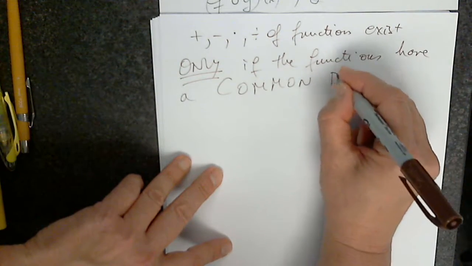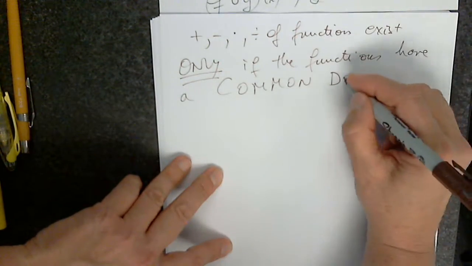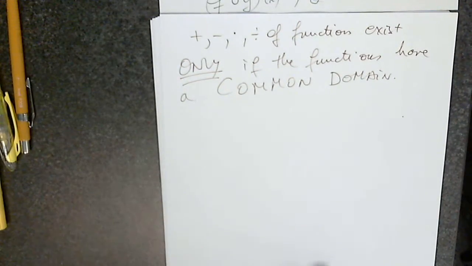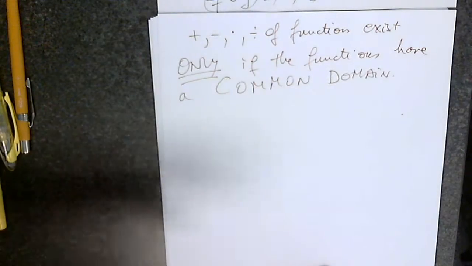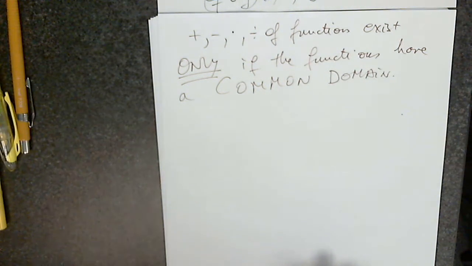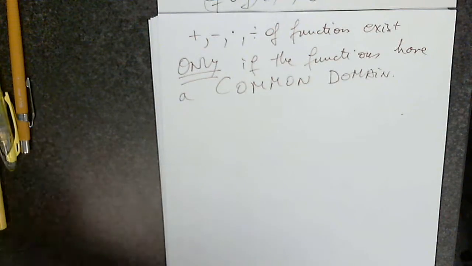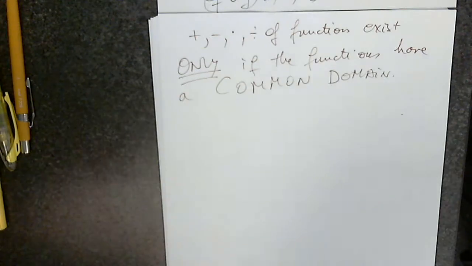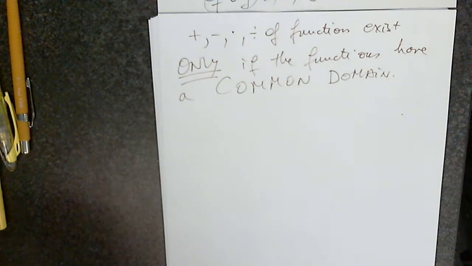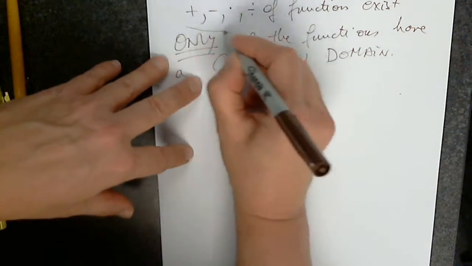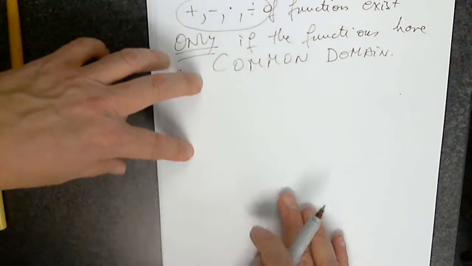Starts with D. Domain. If one of them is defined in Australia and one of them is defined in Maryland, you can't add them because they don't exist for the same x. One is defined over there, the other one is defined over here. For x equals 5, only this one is defined and that one is not. So if there is no common domain, these functions cannot be created.